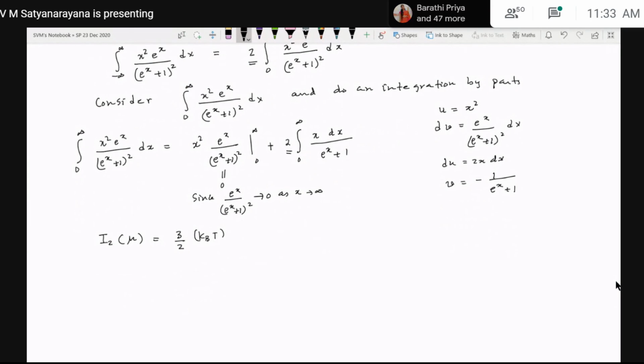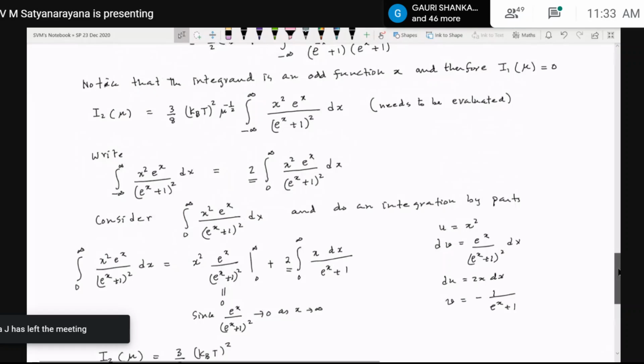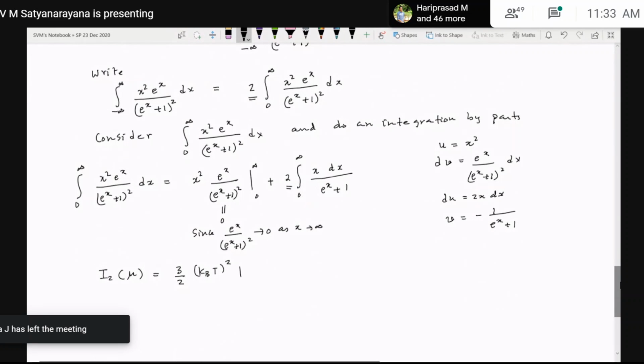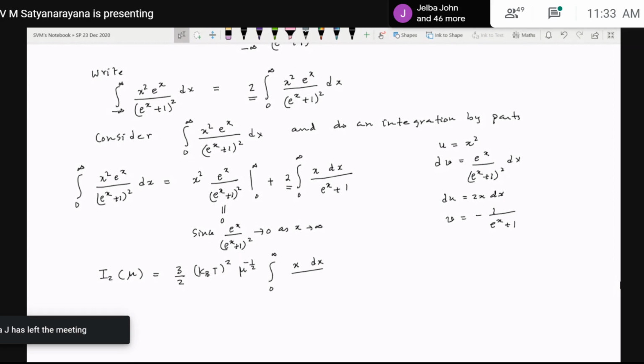So there is a 2 here and there is a 2 here. So it becomes 3 by 2 kBT the square, and you have mu to the power minus half, and integral 0 to infinity of x dx divided by (e to the x plus 1). Okay, so this is something we have to evaluate. This integral has to be evaluated.